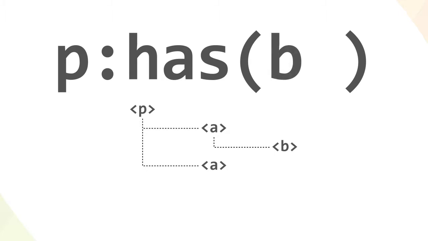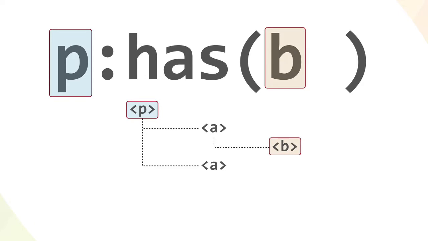But if we remove the child combinator from the selector, it will match again because the paragraph has a B element as a descendant, not a child in this case, more of a grandchild, but it still allows the match and the paragraph will be styled.